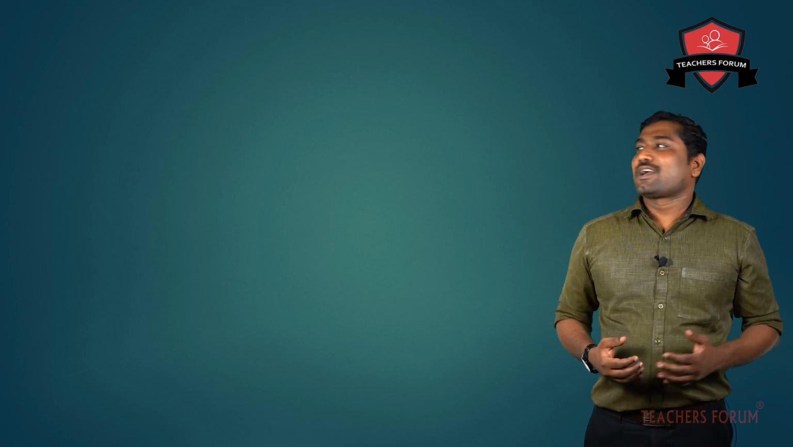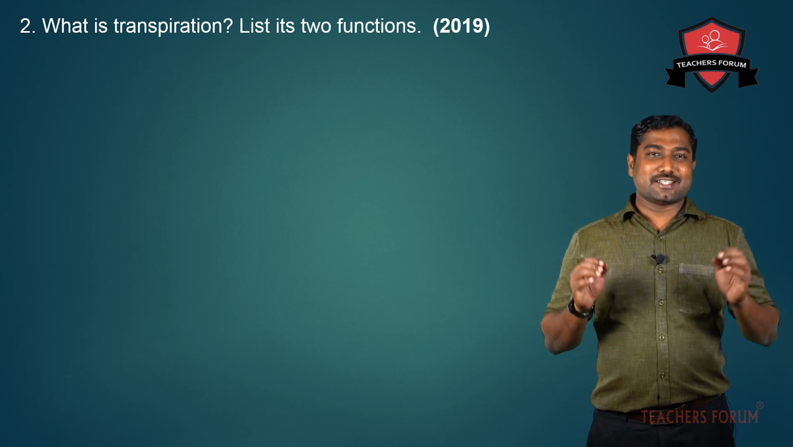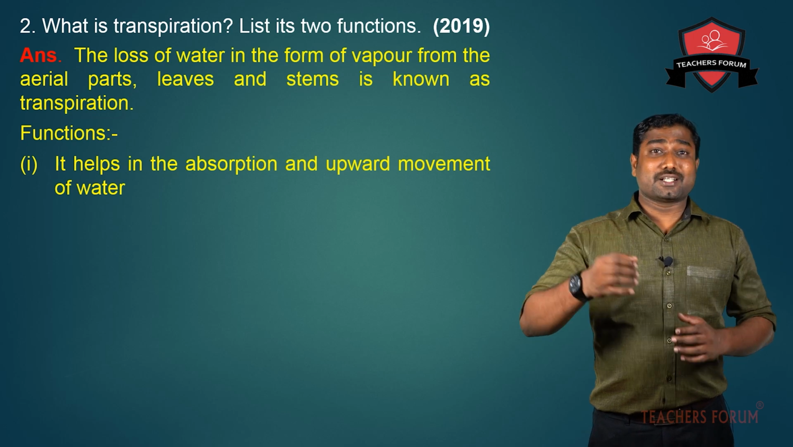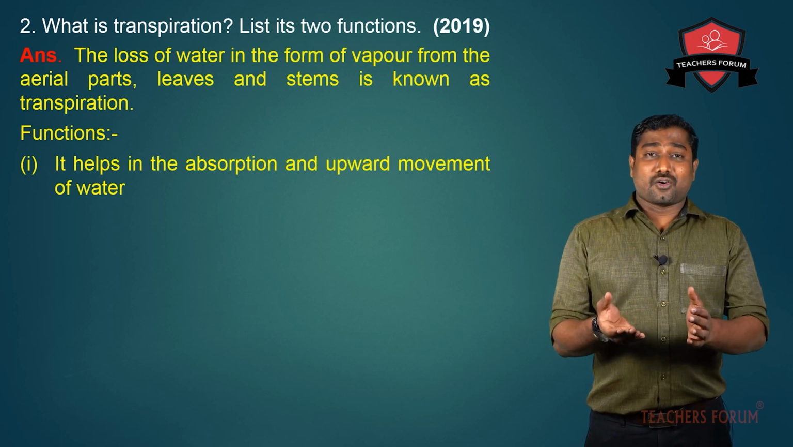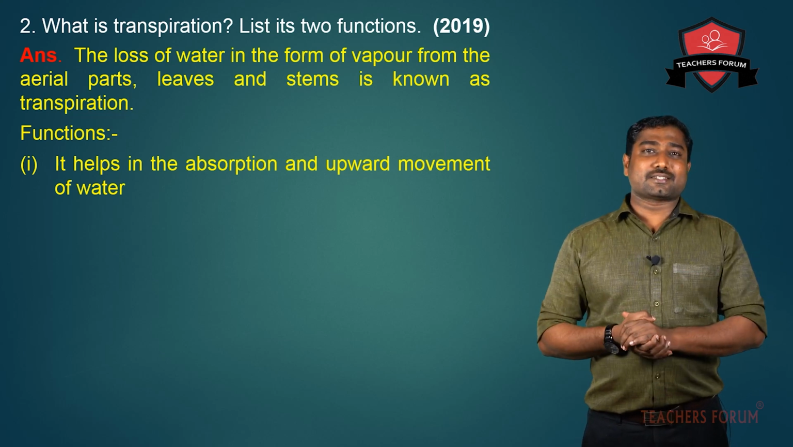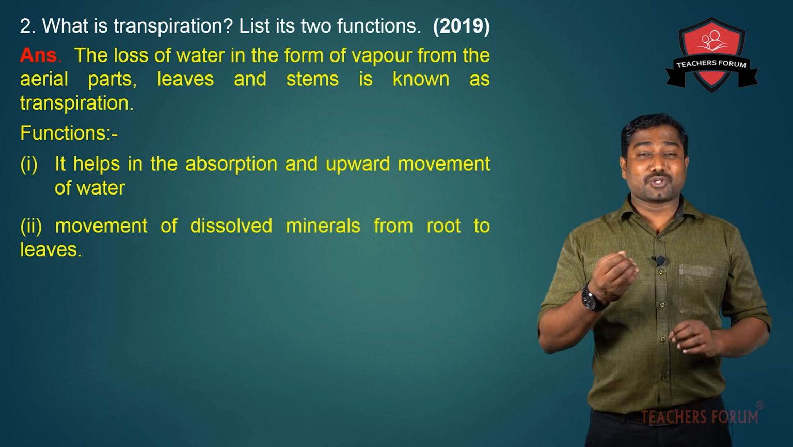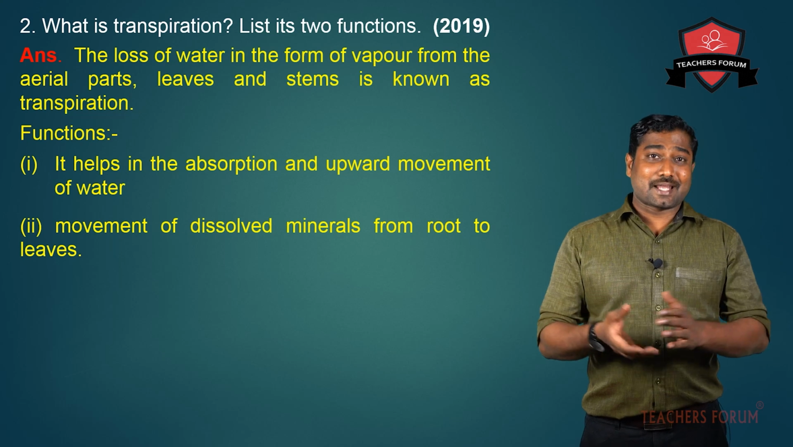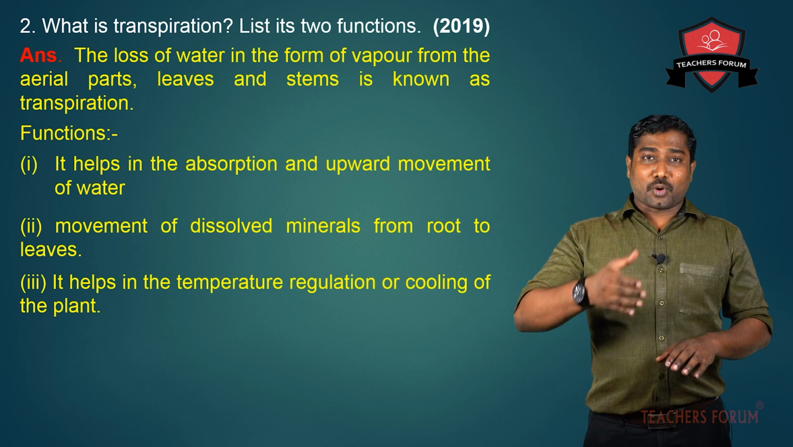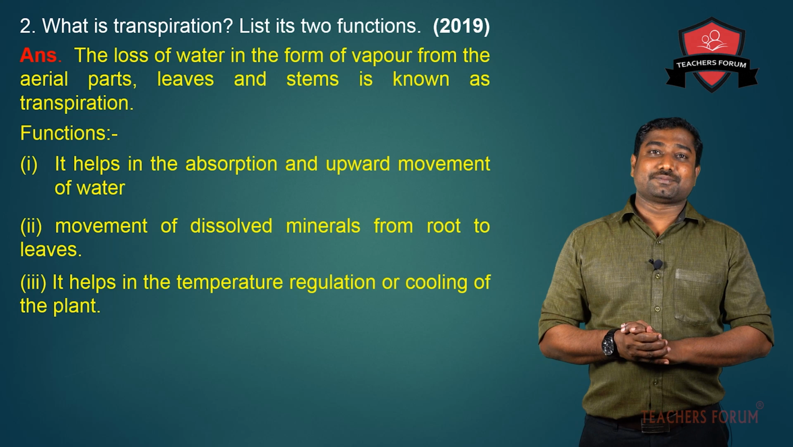Moving to the next question, what is transpiration? List its 2 functions. Transpiration is the expulsion of excess water in the form of water vapor through the stomata or through the lenticels of the stem. And what are its advantages? First one, it helps in the ascent of sap. It helps in the transport of sap in the trees or in the plants. In the same way, it also helps in maintaining a proper temperature for the plant. It gives a cooling effect for the plant.